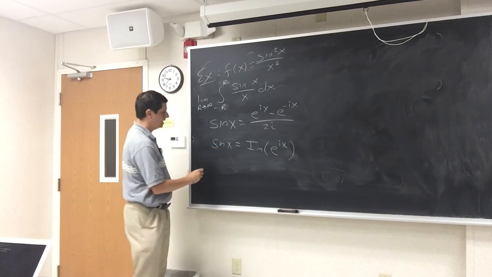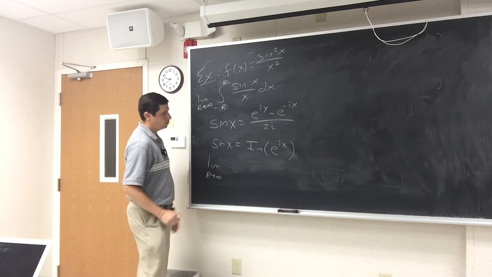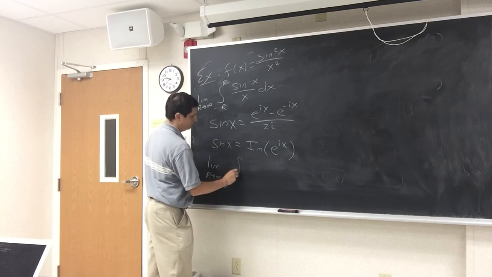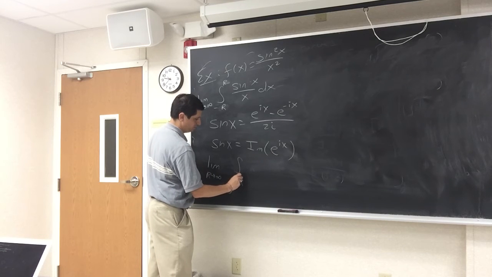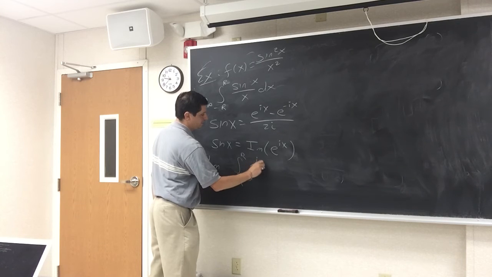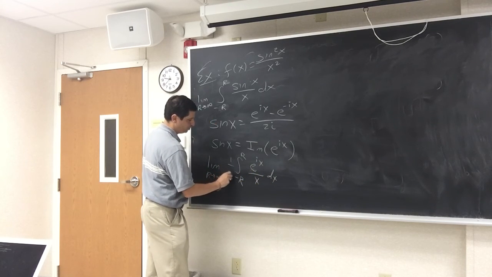And so what we want now is the limit as r goes to infinity. Now we want the imaginary part. So we're going to have the integral from minus r to r of e^(ix) over x dx, and we'll have to put in a 1 over i.